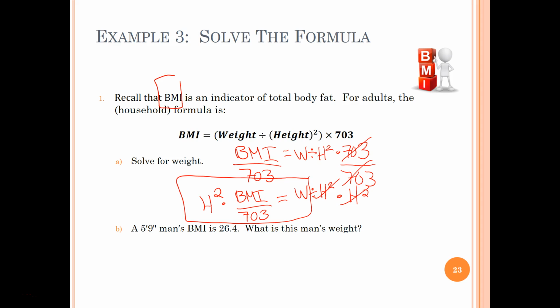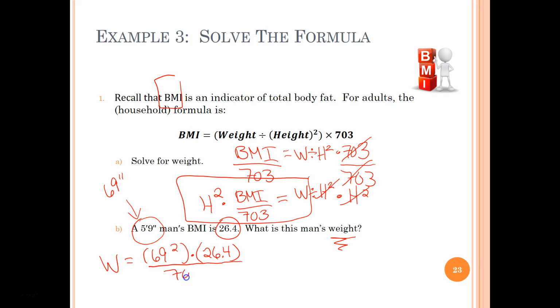So let's figure this out. Well, first off, in this problem we're given, notice we're trying to figure out the man's weight based on height and BMI. What do we have to do to the height first, though? First thing we have to do is turn this into inches. 5 feet 9 inches is the same thing as 69 inches. So now let's set up our formula. Weight equals height squared, so that's going to be the 69 inches squared, times our BMI, which in this case is 26.4, and because we're working in the US customary system, we're going to divide by 703.